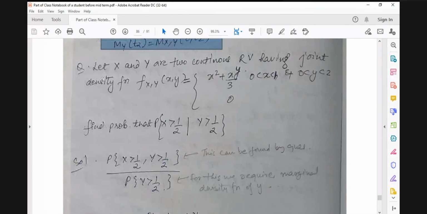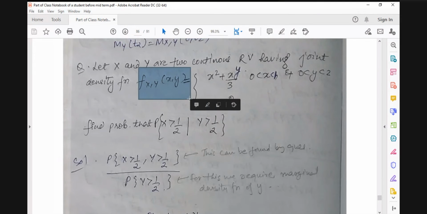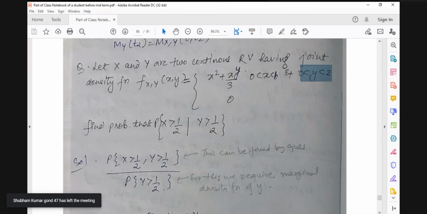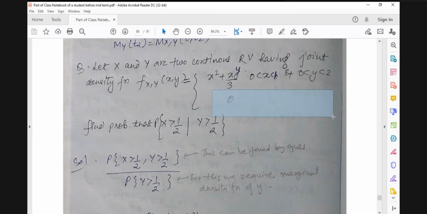Now we have, let X and Y be two random variables having joint density function f_{X,Y}(x, y). So this is the joint density function of the two random variables, and it is defined by (x squared plus xy by 3). And here x lies between 0 to 1, y lies between 0 to 2. So when x is 0 to 1 and y is 0 to 2, then only it has some definition, or otherwise it is 0. So this is the otherwise case.